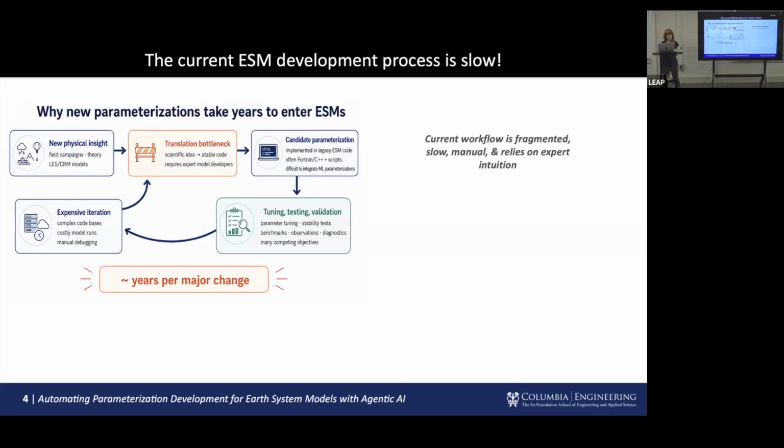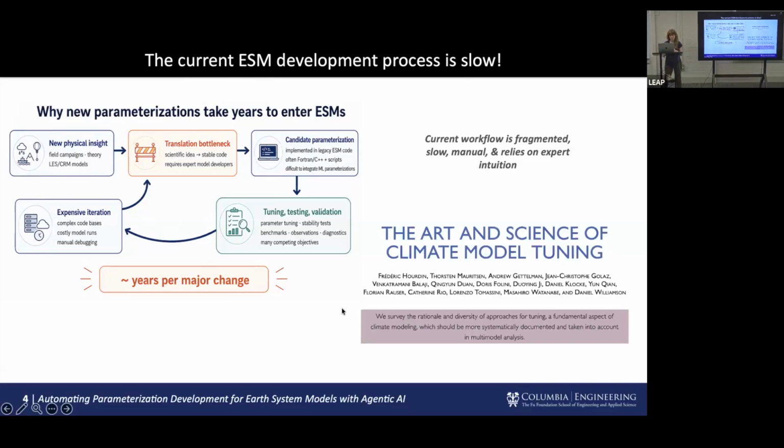Once we've integrated the parameterization into the model, we then have to tune. We have this tuning process and testing and validation. And the tuning process itself has been described as both an art and a science, because there's a lot of expert intuition and many choices made in terms of which parameters we're choosing to tune and what observations we're comparing against. A lot of these things are really reliant on expert intervention and intuition in terms of how we make the choices about how we even tune these models. And then, of course, running these complex code bases and iterating over them, this whole process takes years to make major changes.